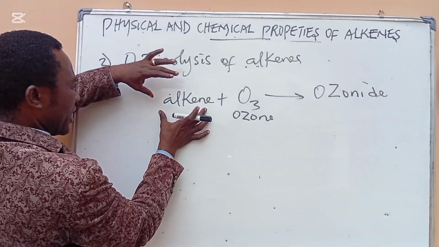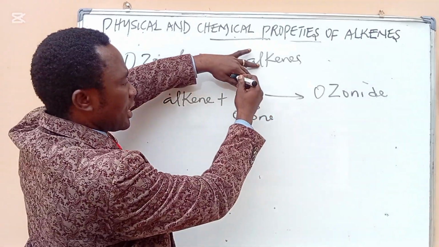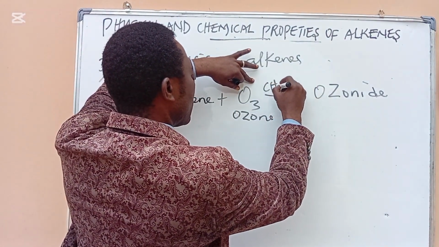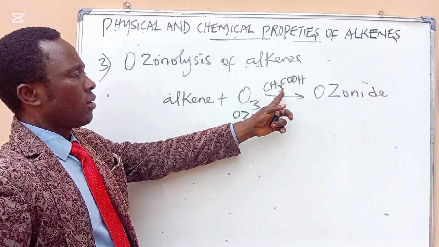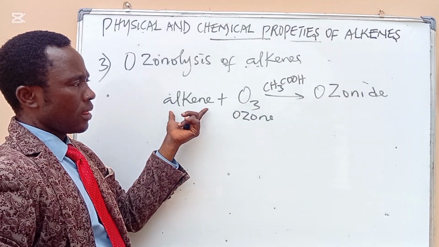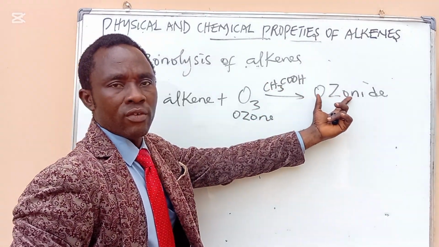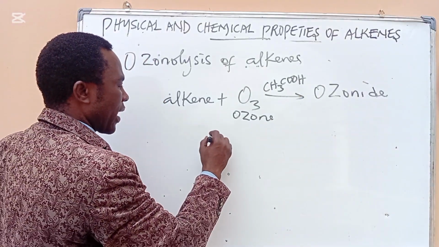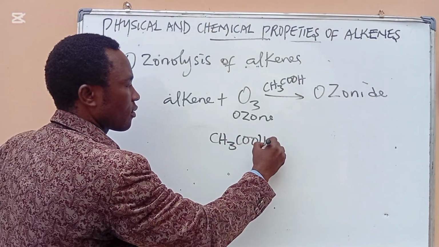But alkene will react with ozone in the presence of CH3COOH. So in the presence of ethanoic acid, alkene reacts with ozone to give us an ozonide. We might use ethanoic acid here.